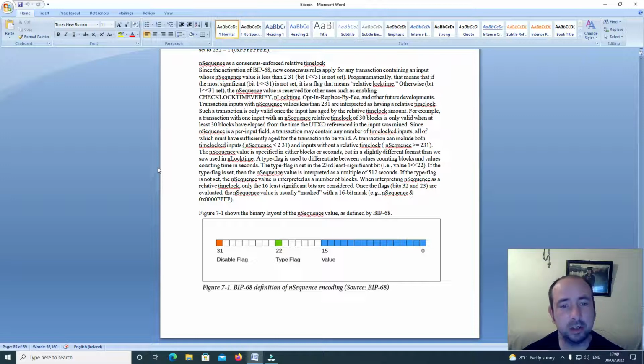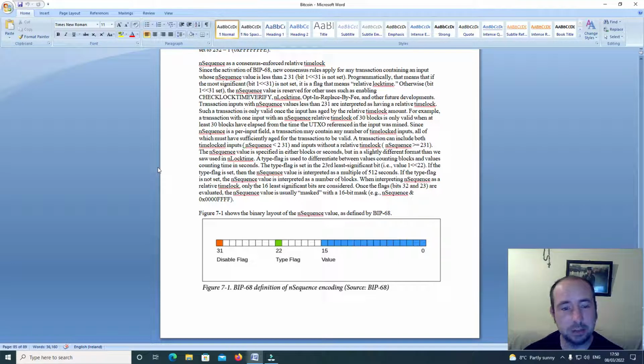Transaction inputs with nSequence values less than 2^31 are interpreted as having a relative time lock. Such a transaction is only valid once that input has aged by the relative time lock amount. For example, a transaction with one input with an nSequence relative time lock of 30 blocks is only valid when at least 30 blocks have lapsed from the time the UTXO referenced in the input was mined.